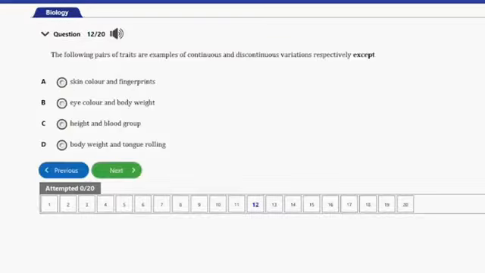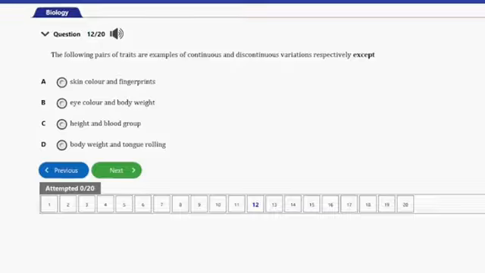It says, the following pairs of traits are examples of continuous and discontinuous variation respectively, except A. Skin color and fingerprints, B. Eye color and body weight, C. Height and blood group, and D. Body weight and tongue rolling. So guys, the answer to this question is option B. Eye color and body weight.